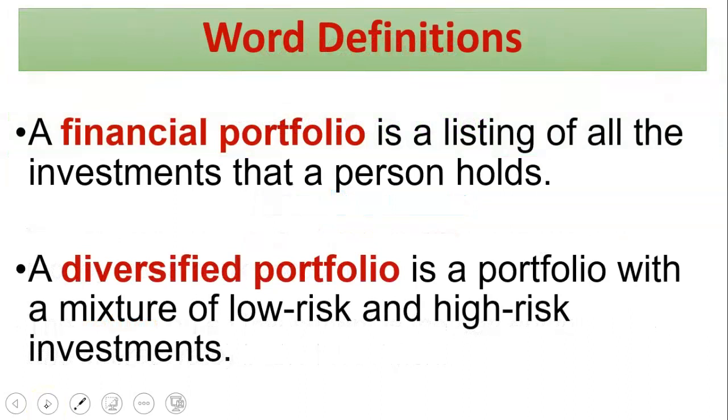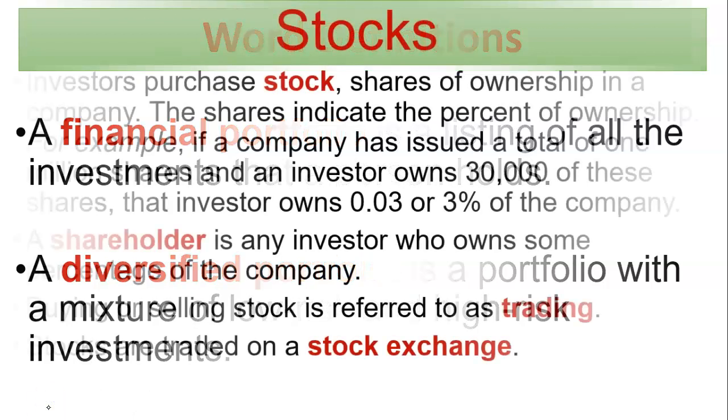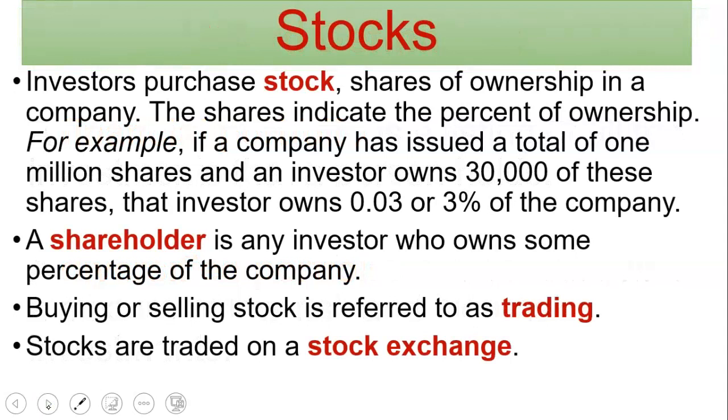And then you have portfolio, which is a folder for you to organize your savings, your investments. So we call it financial portfolio. So it's a list of all the investments you have made. And then when the portfolio is made up of a variety of both high risk and low risk investments, we call it a diversified portfolio. Okay, because it's diverse.